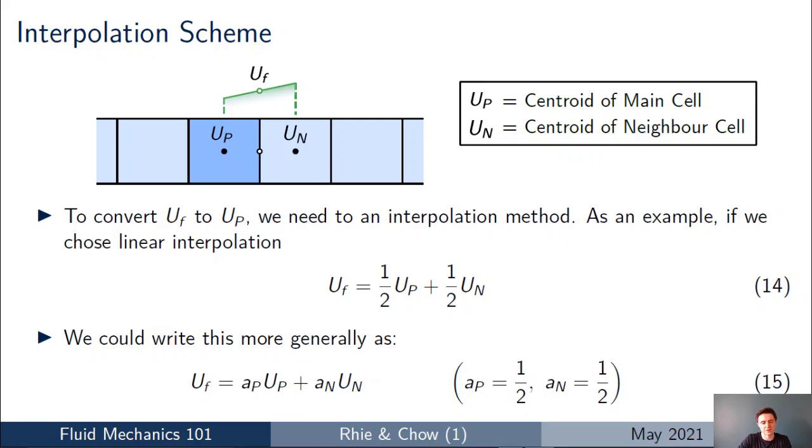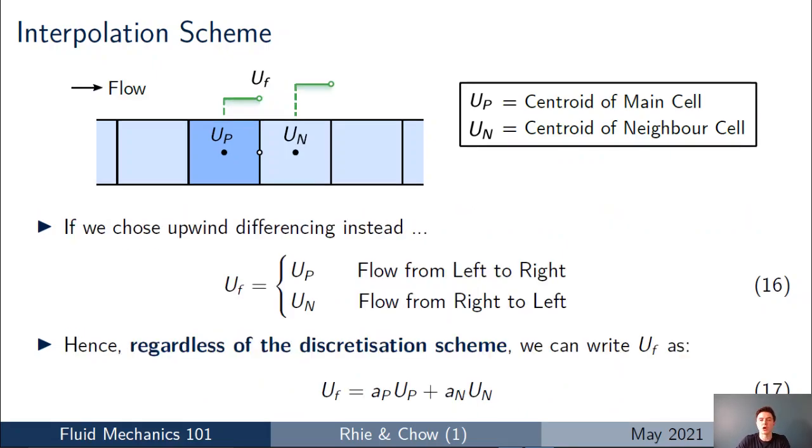So central differencing is one example. What if we were to use upwind differencing? Well, in this case, for example, if the flow was going from left to right in the diagram, then the value of the velocity at the face center, UF, would be equal to UP. We'd be taking the upwind value at that face center. Whereas if the flow was going from right to left, we'd be taking UN. That would be the velocity which would be upstream of the face in that direction.